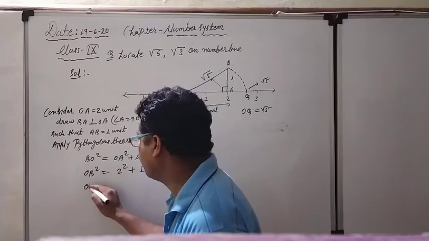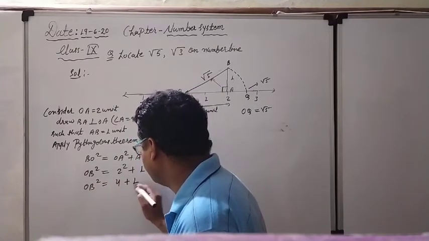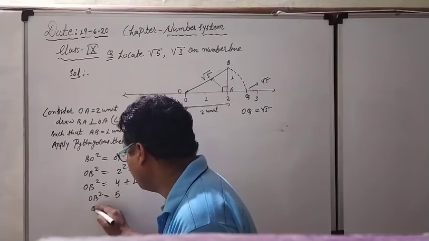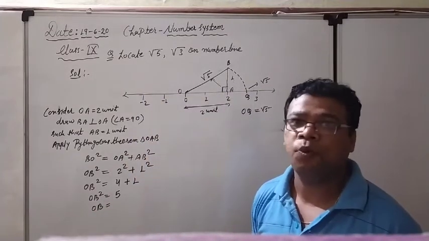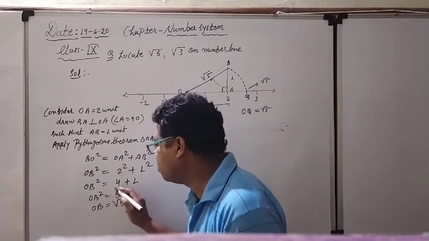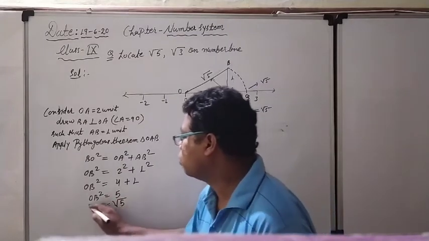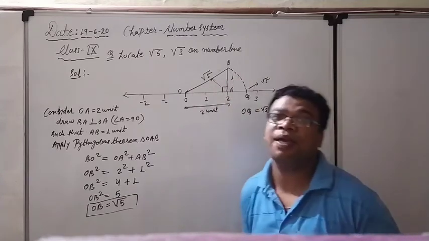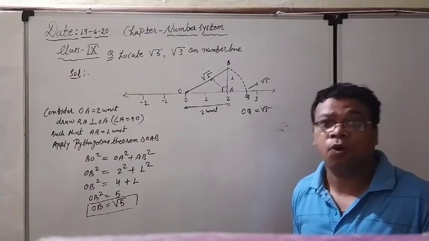And after that, if you solve it, OB square is equal to 2 square 4 plus 1 square 1, meaning OB square is equal to 4 plus 1, 5. So OB square is equal to 5. So in the opposite sense I can write OB is equal to square root of 5. If here is a square, and here is any digit, then what comes is under the square root. So OB equal to root 5. That is my hypotenuse.